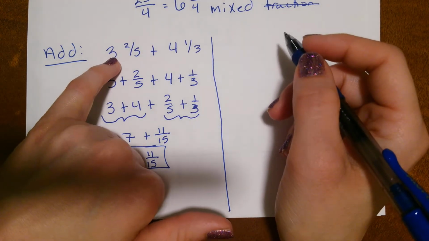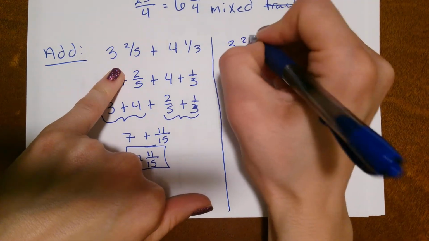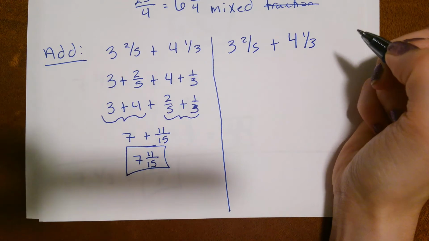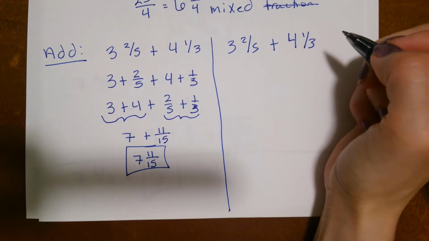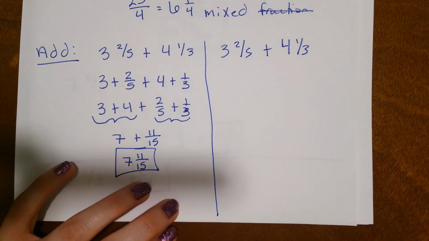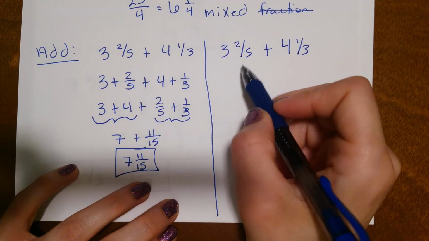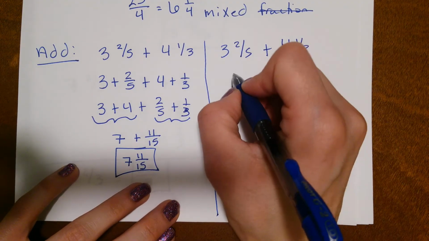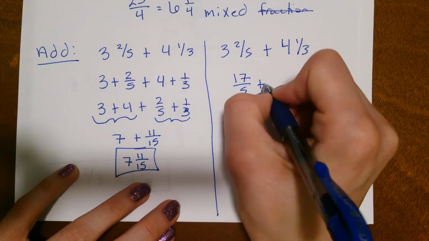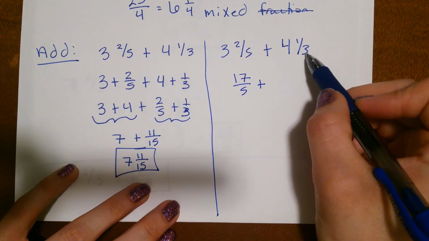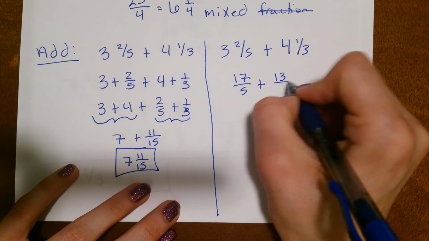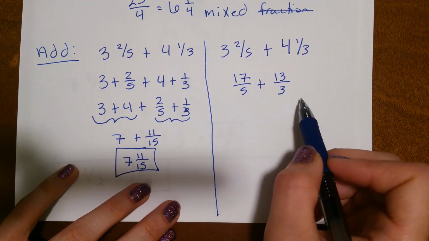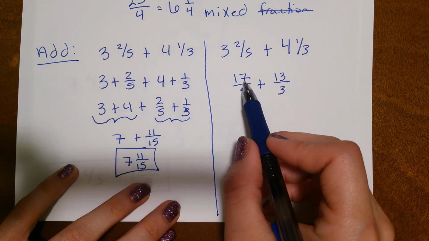All right, so let's start by, I still want to add these two mixed numbers, 3 2/5 plus 4 1/3. But this time we're going to do it by writing them as improper fractions. So as we just saw, I'm going to use the shortcut. So 3 2/5 as an improper fraction: 3 times 5 is 15, plus 2 is 17, so I get 17 over 5, plus 4 times 3 is 12, plus 1 is 13, so 13 over 3.